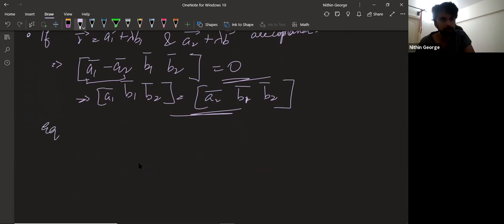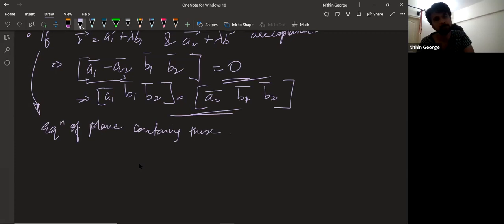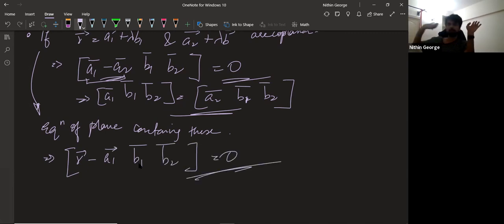Now, equation of plane containing these vectors. How do you find it? You use one point and the generic point r. R will be xi cap plus yj cap plus zk cap. So r minus a1 or a2, you can use anything. You can replace r here and then bring b1, b2 and equal to 0. You have the equation of the plane there. Understood? They're all the same, different versions of the same thing, whatever we learned now.